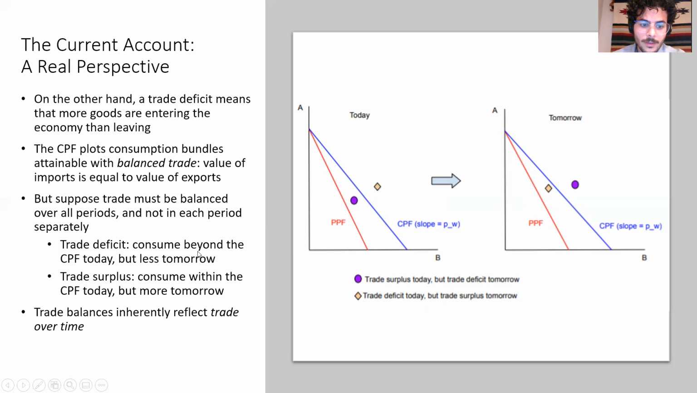On the other hand, countries could have a trade surplus. In that case, they consume within their means. So they're consuming less than the total value of their production. But in exchange, because they're lending to other countries, investing in foreign assets, they get to consume more tomorrow. So they get to consume outside of their means. So another way of thinking about trade balances is that they reflect trade over time. We're transporting resources not only across countries, but using trade and trade imbalances to transfer real resources throughout time.